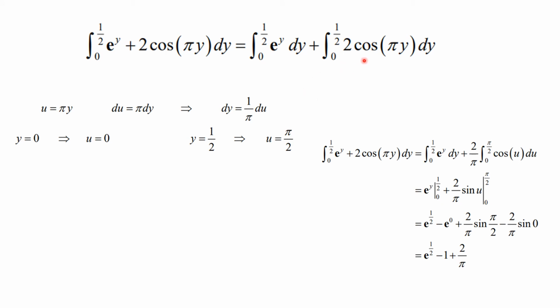Here you have to make a substitution. Here's a substitution that makes sense. So u is pi y, du is pi dy, and that means dy is 1 over pi du. And we're going to be factoring out that 1 over pi through the integral when we make this substitution. And we're mindful of our limits. So as y goes from 0 to 1/2, u goes from 0 to, in this case, pi over 2.